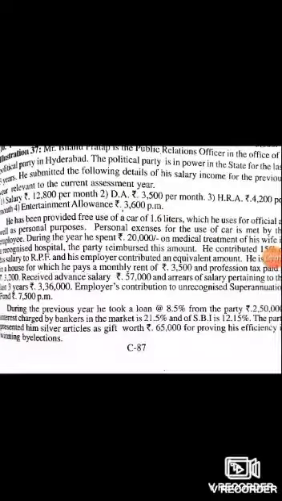During the previous year, he took a loan at a rate of 8.5% from the employer, that means 2,50,000. Interest charged by bankers in the market is 21.5% and the SBI rate is 12.15%. The party presented him a silver article as a gift worth 65,000 for proving his efficiency in winning the by-elections.